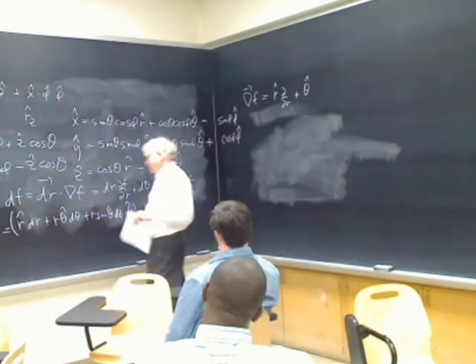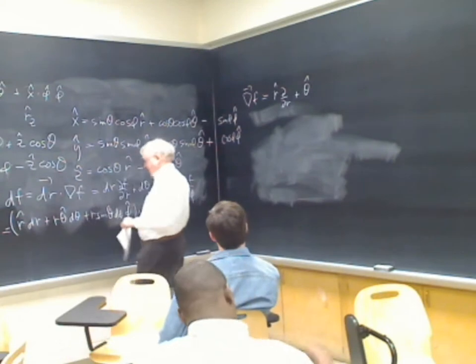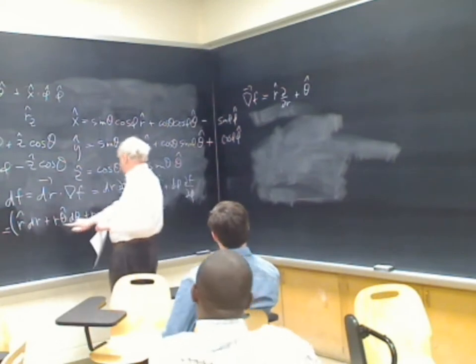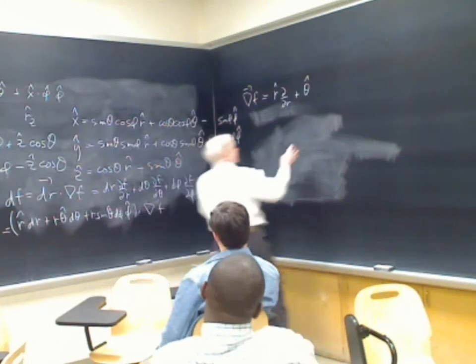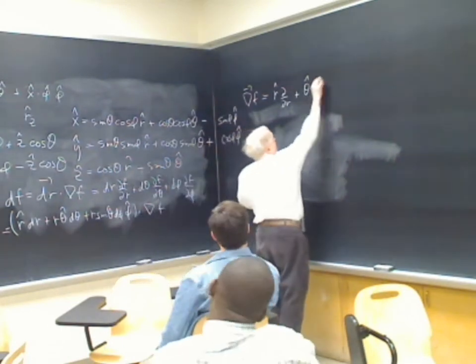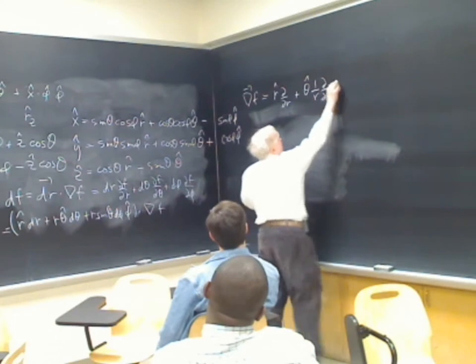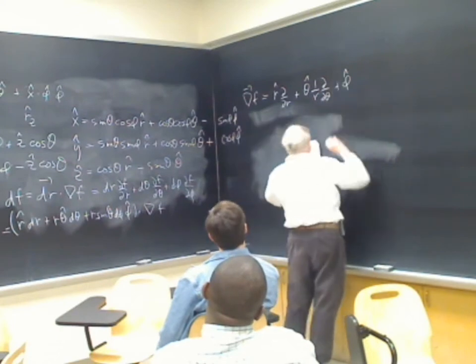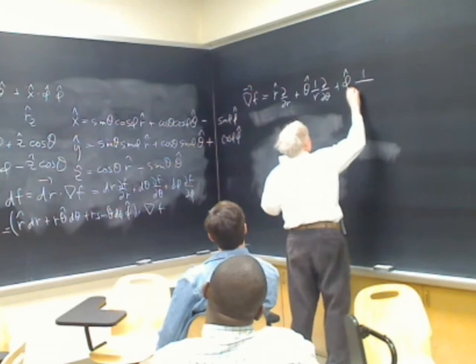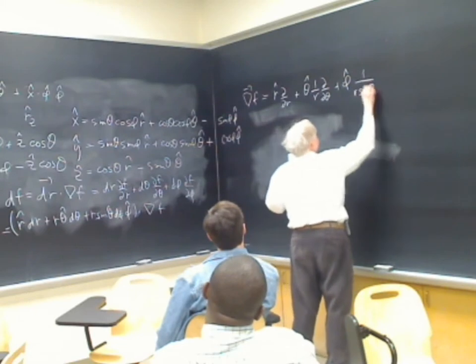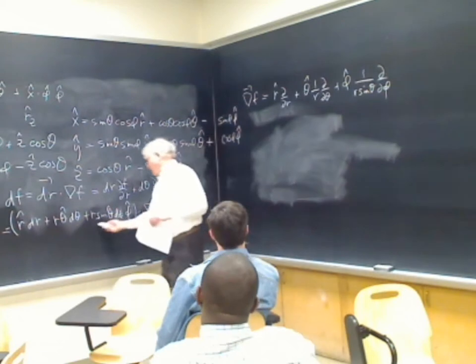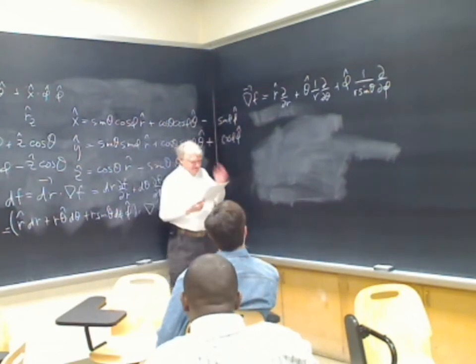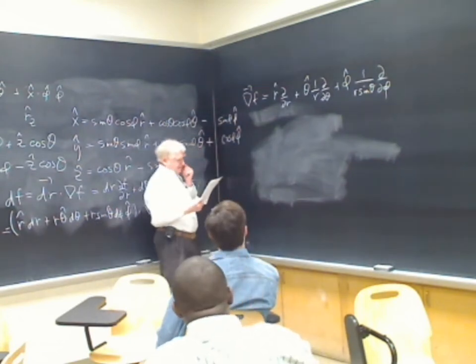Now with theta hat, there has to be a piece that cancels r in order to just give us this. So it is 1 over r partial partial theta, and then plus phi hat, and then 1 over r sine theta partial partial phi. That's to cancel this term. So that gives us what the gradient is.